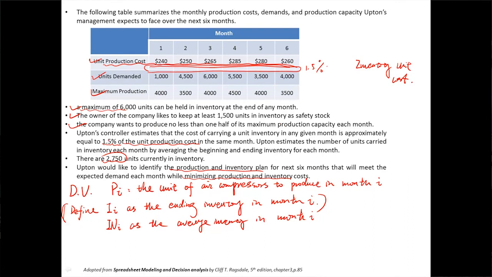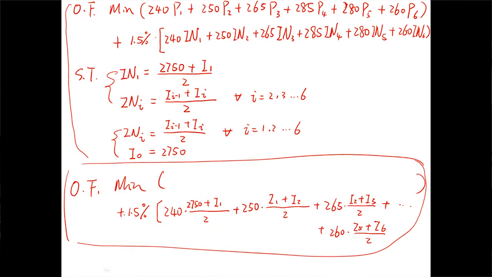Okay, and we've already talked about this. That's calculating the inventory cost. Done. We use this value. Done. We did use this to define the decision variable and the objective. Okay, so that's the model for this problem.